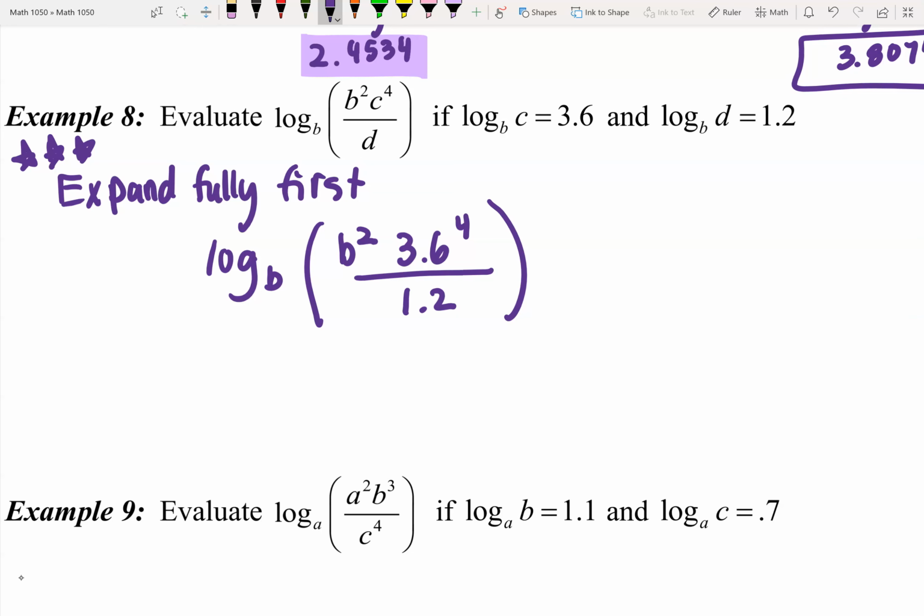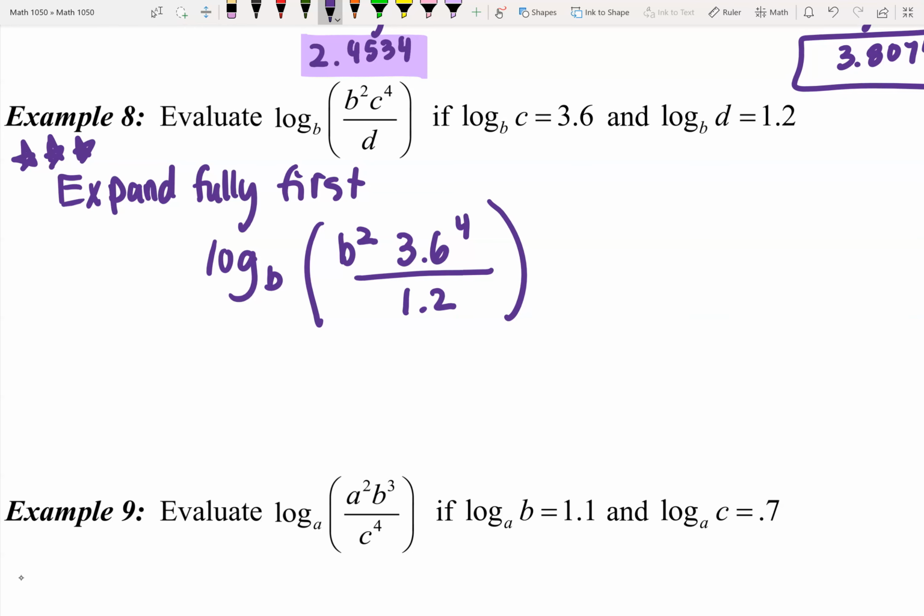Why is this wrong? Lots and lots of people do this, and it's not right. You guys are so smart. Go ahead. The 3.6 and the 1.2 still apply to log B. What did I do? You're right. Try to say it in a really simple way. Look at what I did. Look at what they gave me. And tell me why that's wrong.